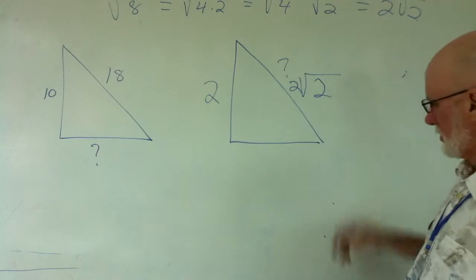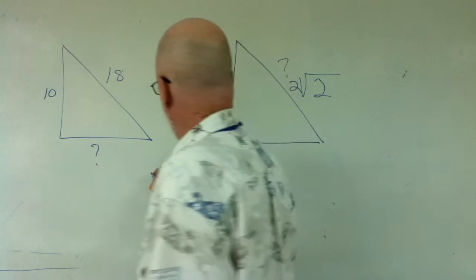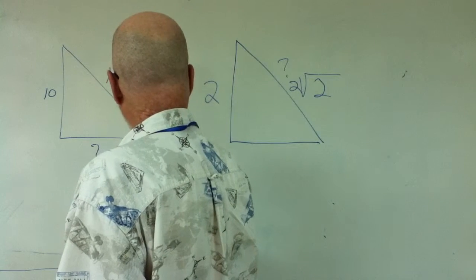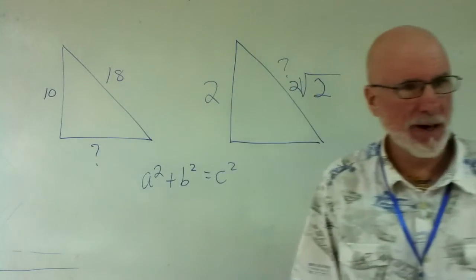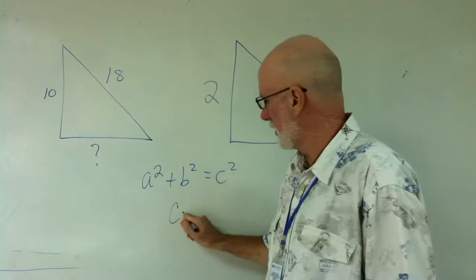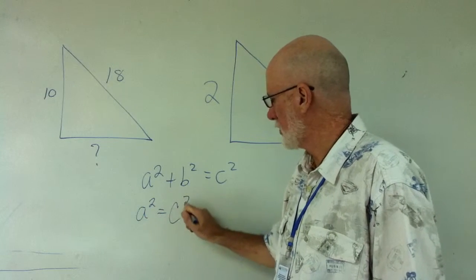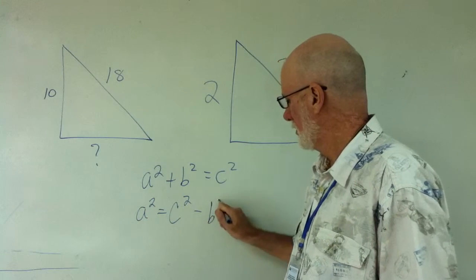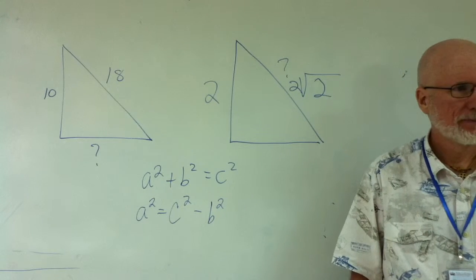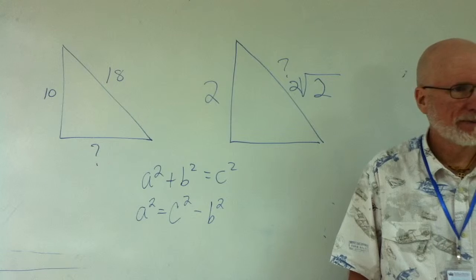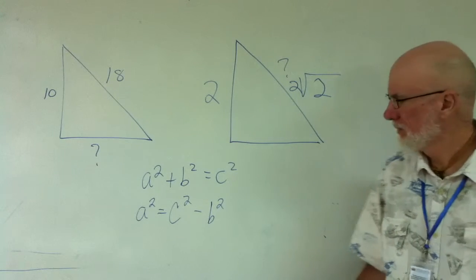In other words, A squared plus B squared equals C squared, right? Correct? So isn't this going to be A squared equals C squared minus B squared? Isn't it? Yes or no? Yes. Does it matter which is which? No.